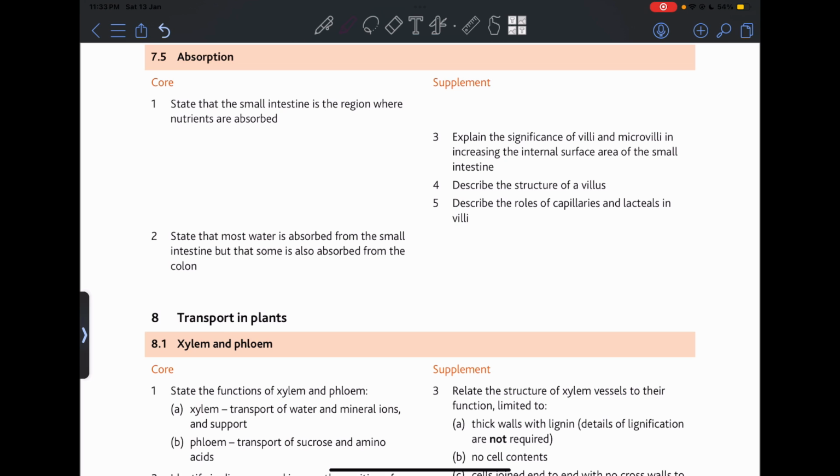Core students and extended students have to know that the small intestine is where the nutrients are absorbed, and that the small intestine absorbs the most water from our body, but some of it is absorbed from the colon, so this is memorization. Extended students have to know about the villi and microvilli. They increase the surface area of the small intestine to help with the digestion process. And you also have to describe the structure of a villus. So if you have a figure of a villus, then you have to describe the different parts of it, and you also have to describe the roles of capillaries and lacteals in the villi.